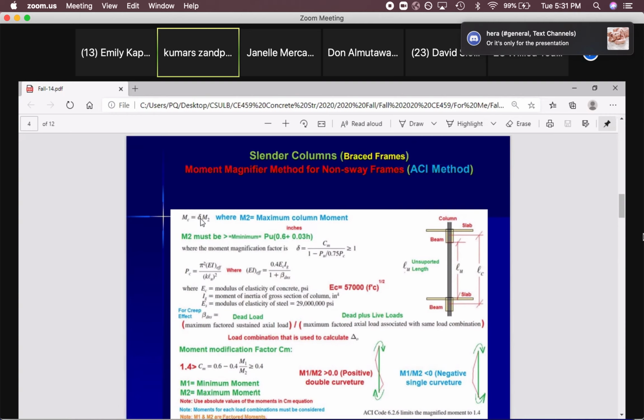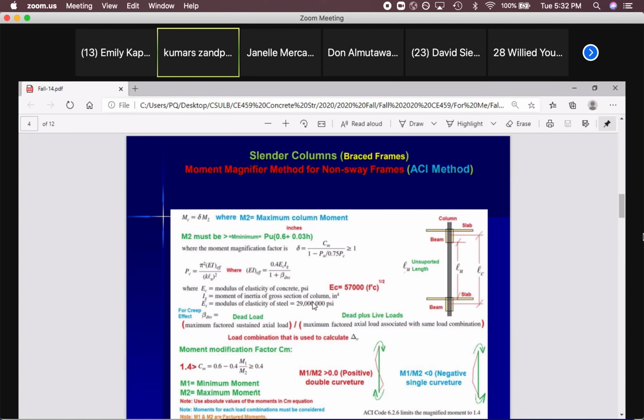Then we have to find this magnifier factor, multiplied by that one. That's the moment that you should consider for your design. If we calculate this like a short column, we had moment and axial load, MN and PN, or PU and MU. Then we could design the column. So right now, if we find this, that's your moment, and you know the axial load on the column. So you have PU and MU. We can design that like a short column. So, how do we find this magnifier coefficient?